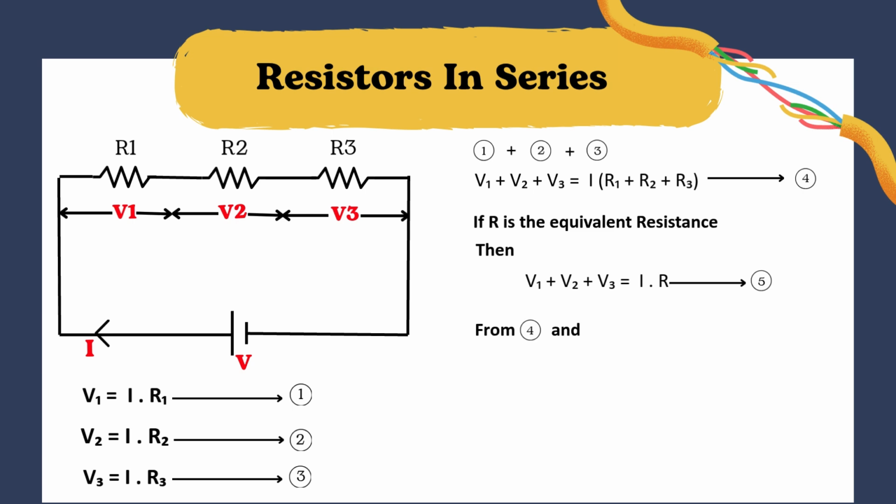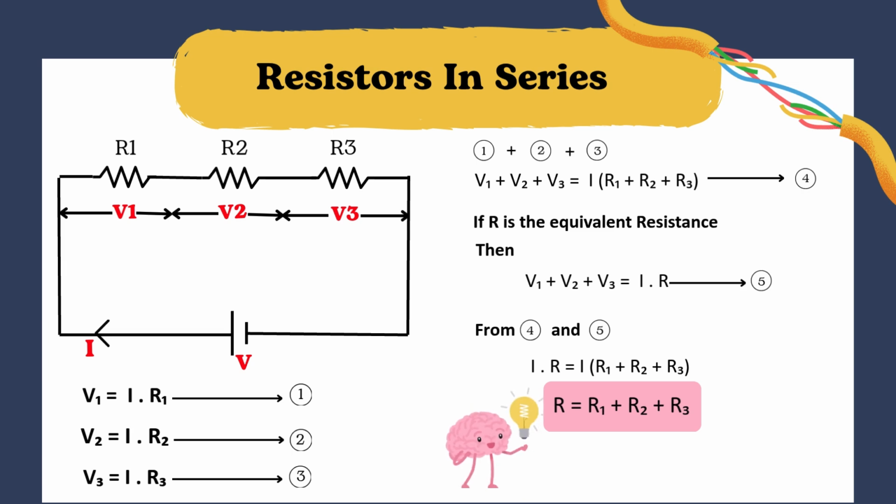Comparing both equations 4 and 5, we get the formula for equivalent resistance in series: R equals R1 plus R2 plus R3. So, in a series circuit, resistances simply add up.